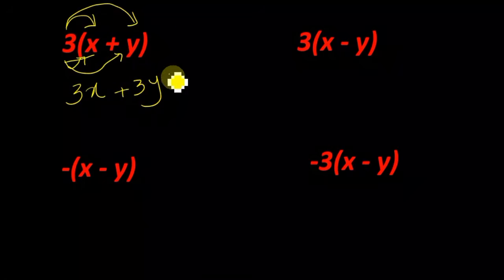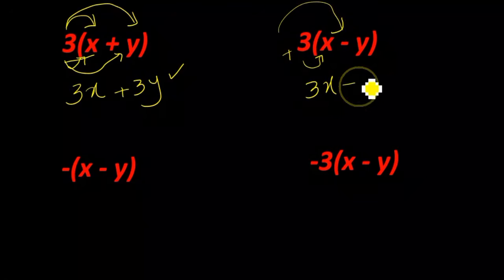So that's your answer. Come to here, again 3 multiplies with, now the signs are changed. Here we have a positive sign, so the answer remains positive. Here we have negative, so plus into negative, when we multiply, the answer is negative, minus 3y.